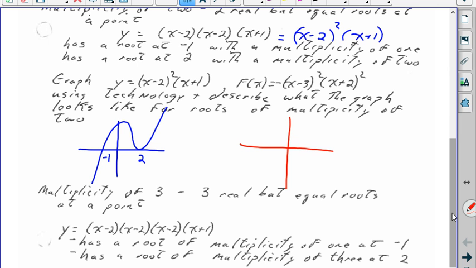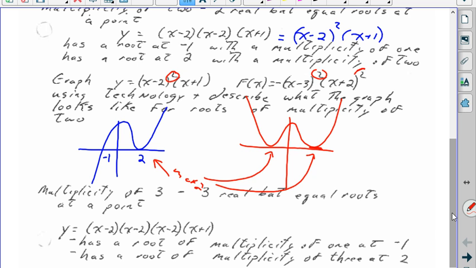You should have got graphs that look something like that for both of those. So when we have, because both of these, this guy's got a multiplicity of 2, as do both of those zeros. Again, the fact that I've got it squared up there.